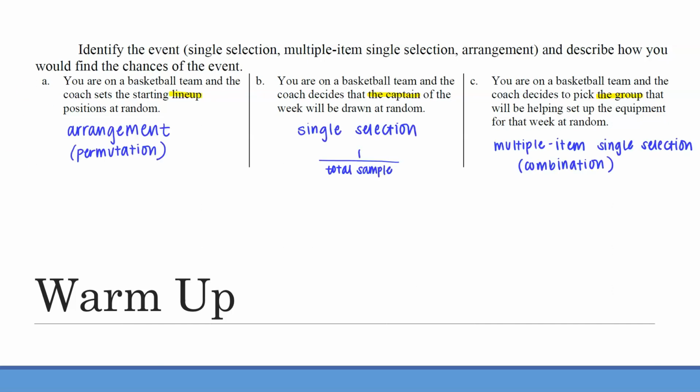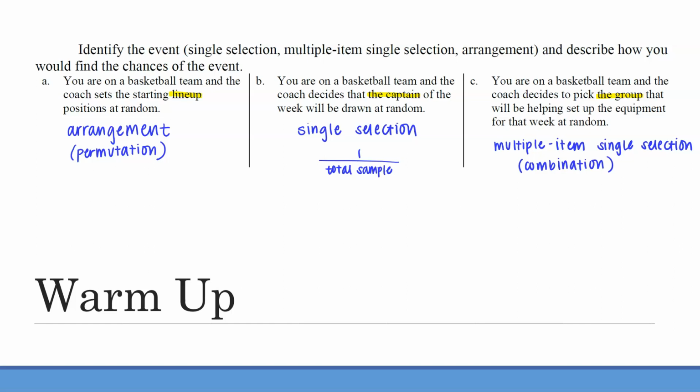For letter A, you should have gotten an arrangement. So you would find the answer by using a permutation. The key word here is the word lineup. Because the order in which the positions are chosen does matter, it would have to be a permutation.